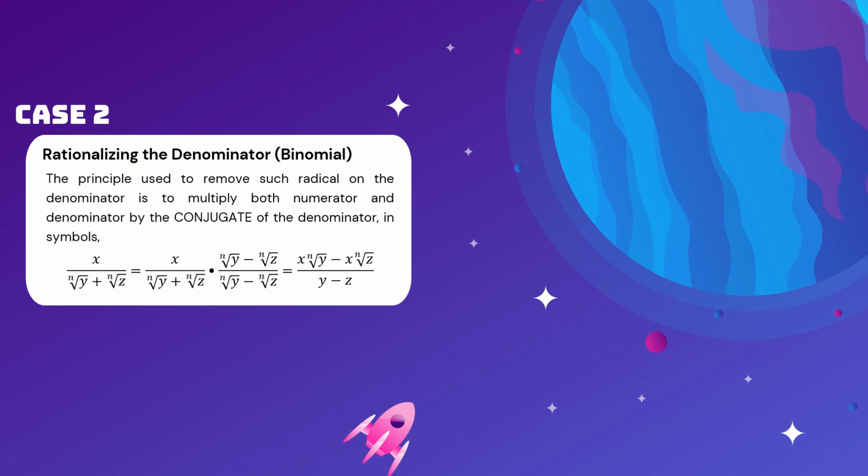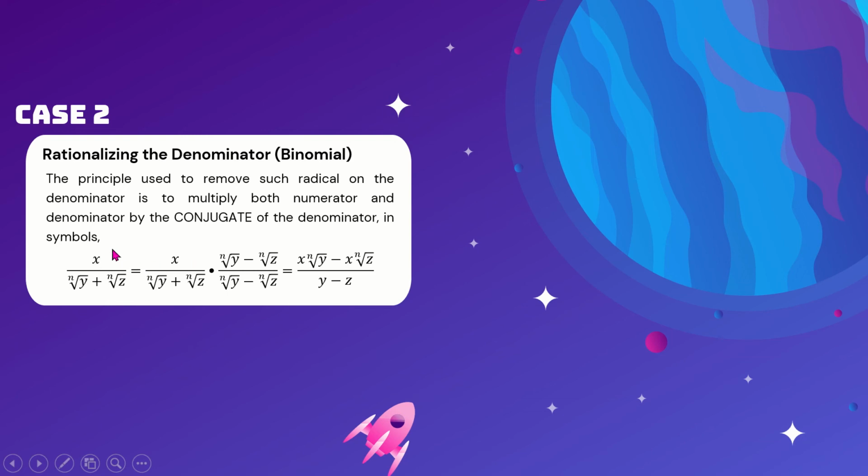Okay. Case number 2: rationalizing the denominator when the denominator is a binomial. The principle used to remove such a radical on the denominator is to multiply both numerator and denominator by the conjugate of the denominator. Earlier, the denominator was a monomial. So with this one, when our denominator is a binomial, what we multiply by is its conjugate. In symbols, this one.